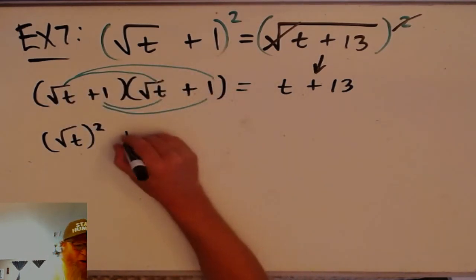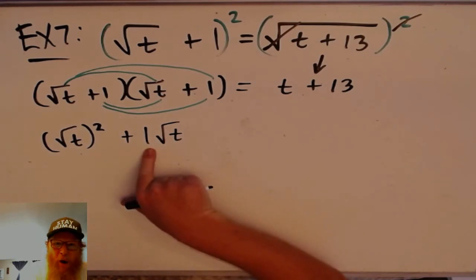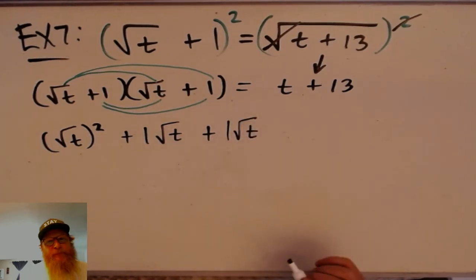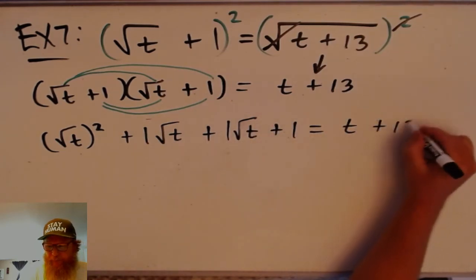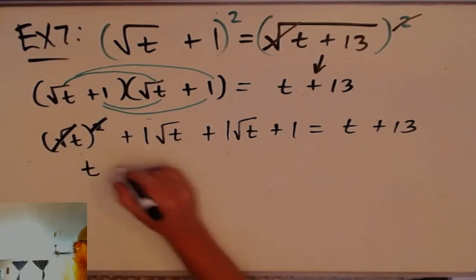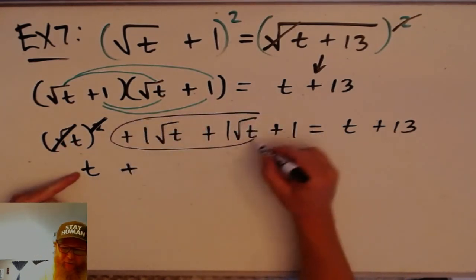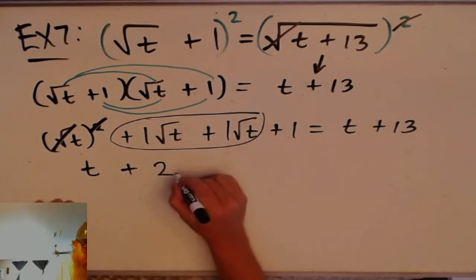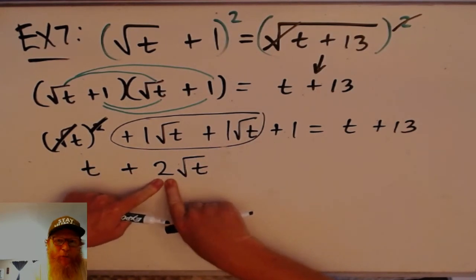Square root t times 1. That's 1 square root t. You do not have to write the 1 if you don't want. Another 1 square root t. And then 1 times 1 is 1. Over here, you can cancel the square root t squared and just get t. Be careful in the middle. These are not opposites. They do not cancel. They combine. 1 plus 1 is 2. 2 square root t.